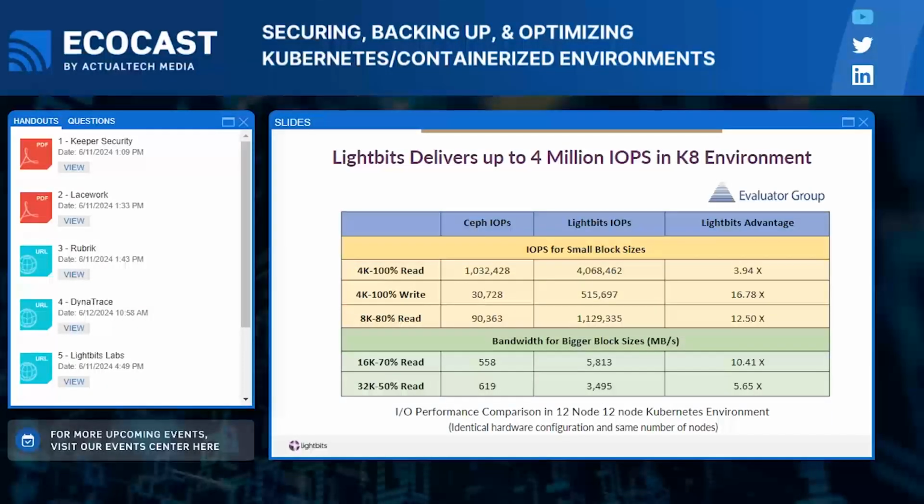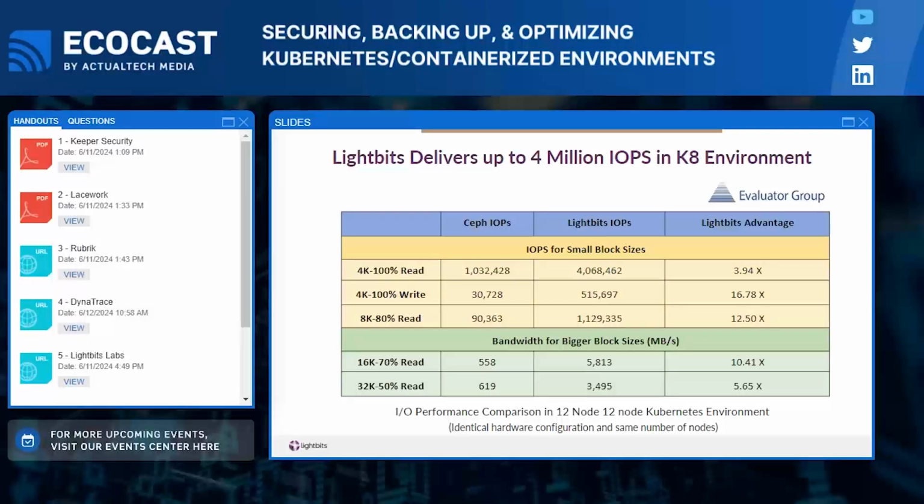This is an example of Lightbits against Ceph. This is a really common configuration that Lightbits gets compared to, mostly because we are software defined, hyperscalable storage, and Ceph is the same thing. But as you can see, Lightbits is a completely different level. And this is where not having to worry about your environment really comes into play.